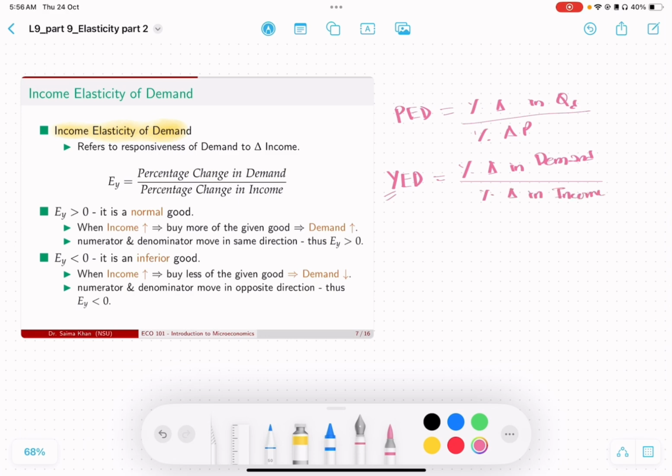So why do I make such a fuss and call it demand instead of writing Q here? Because I want you to remember that change in income is a shift factor, right, which leads to a change in demand, not change in quantity demanded.